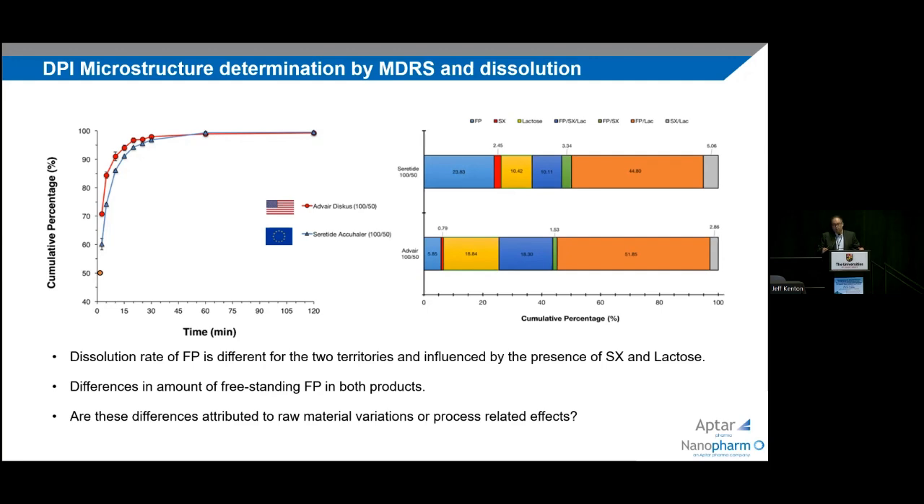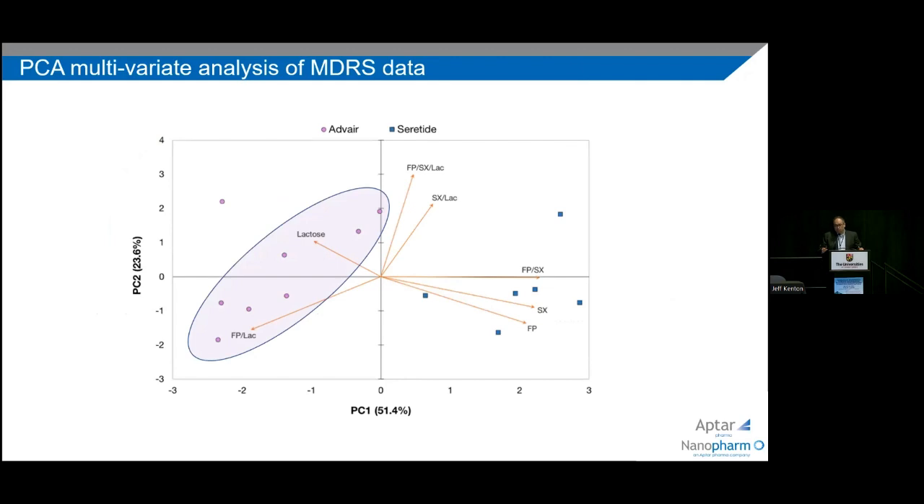And what we also see with the Advair product is there's a lot more FP lactose interaction. And what we started to see was perhaps this is what's controlling the behavior of these two products. And when we did some multivariate analysis of the differences between Advair and Seretide, primarily what we saw was Advair was more characterized by these FP lactose agglomerated systems, while Seretide was characterized with more of this FP salmeterol.